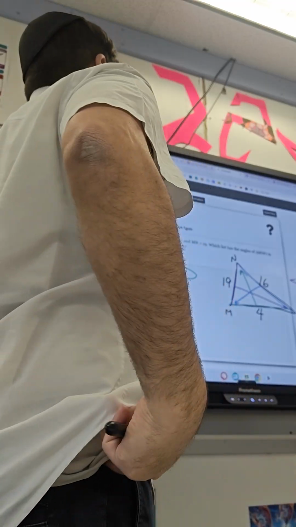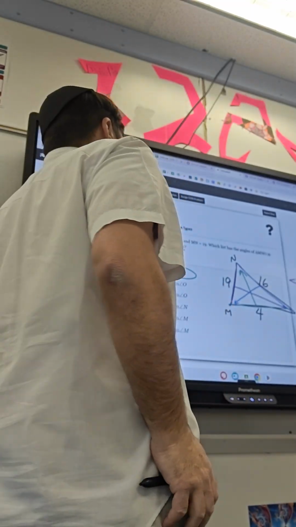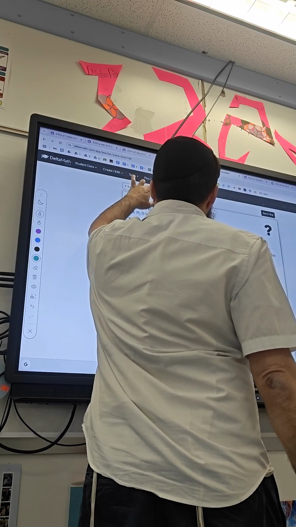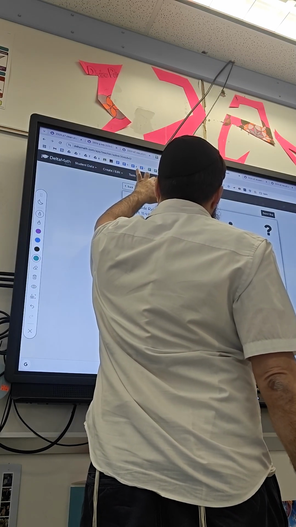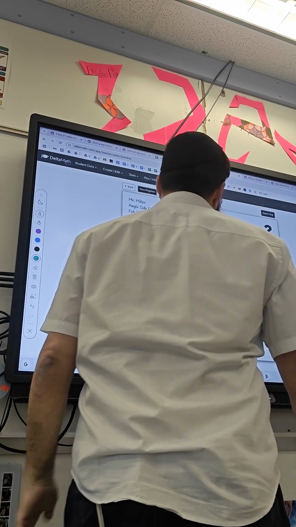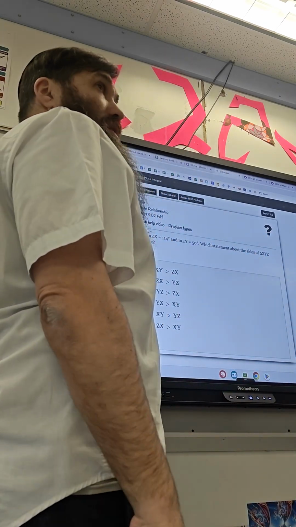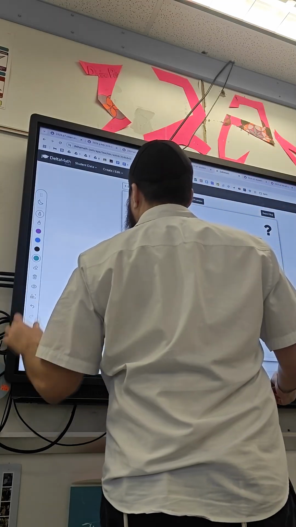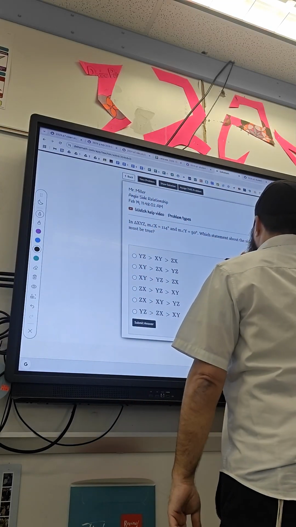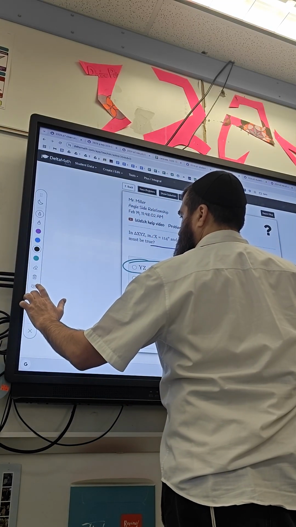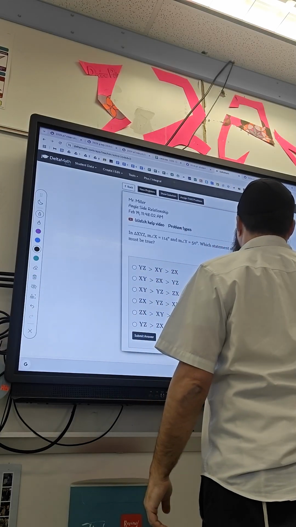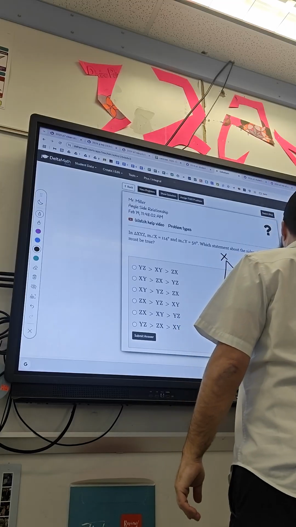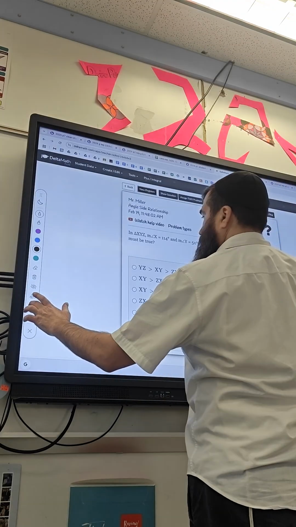But there's one more. There's another type that you're going to look at and be like, what? If you look, it's inequality, greater than, less than signs. So we're going to first draw the triangle. We have a triangle XYZ.